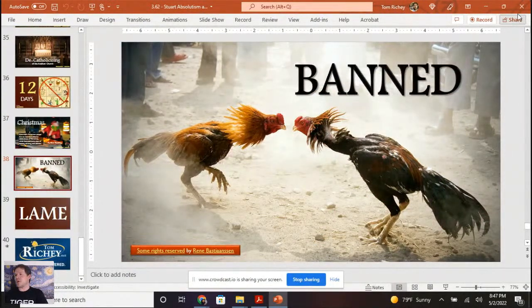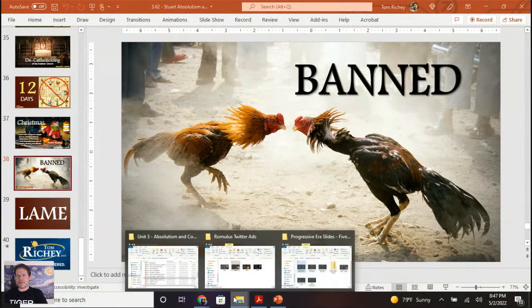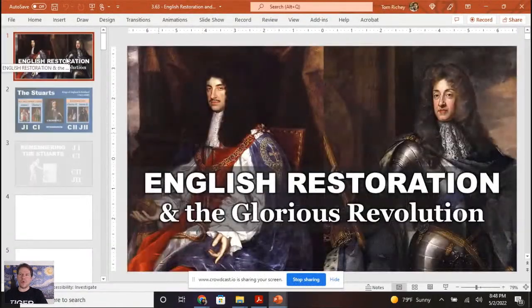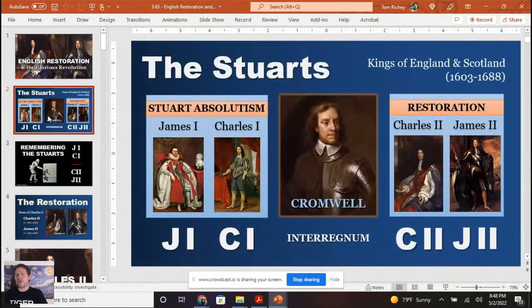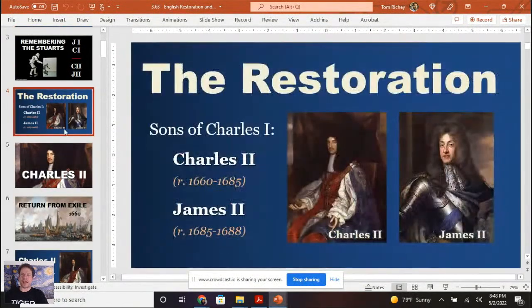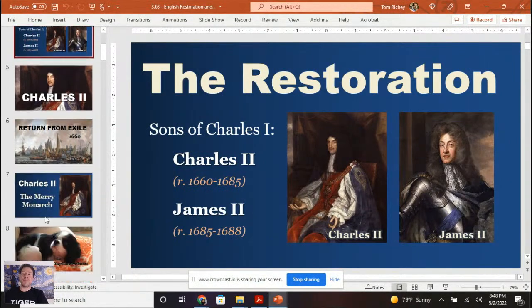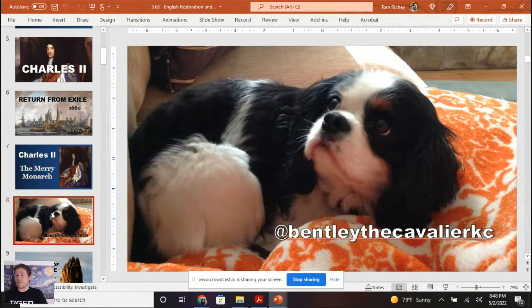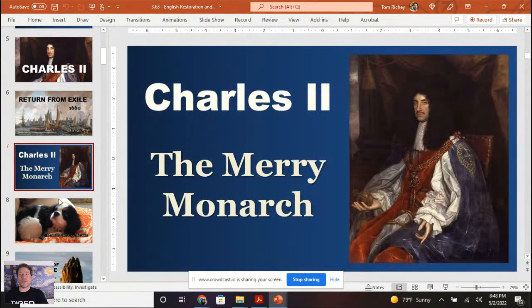So once Oliver Cromwell dies, they end up inviting Charles II to come rule, who was Charles I's son. So this is the Restoration. Charles II and his brother James II. Charles II had a whole bunch of kids. The problem for him is none of them were legitimate. So he comes back from exile. Charles II is the Merry Monarch, and the little Charles II Spaniels, those are actually the King Charles Cavalier Spaniel. That is actually named for Charles II.